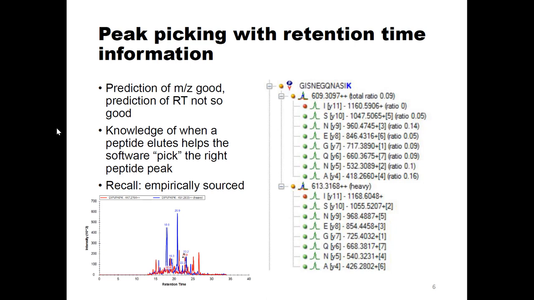The thing is, software, algorithmically, we can very accurately predict mass to charge based on just a peptide sequence, but we can't really predict retention time that well. Sue kind of showed you that a little bit with those regression lines and how kind of junky they looked. So we can, in silico, predict mass to charge very well. We cannot, in silico, predict retention time very well.